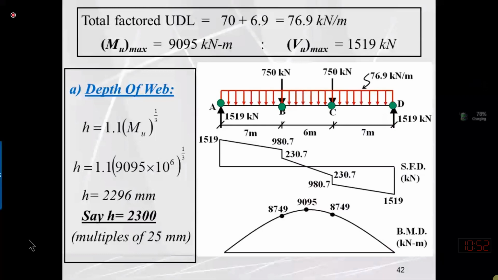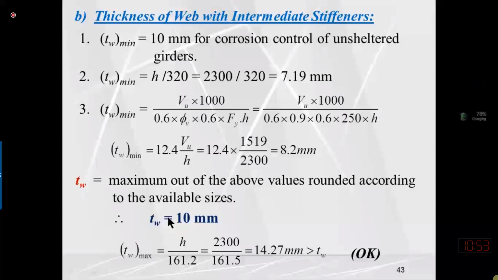So we will round this value in a multiple of 25 mm to the nearest side. So the answer will be 2300. So we have fixed the height of the web as 2300. After that, we shall determine the thickness of the web. So thickness of the web will be provided corresponding to minimum thickness.